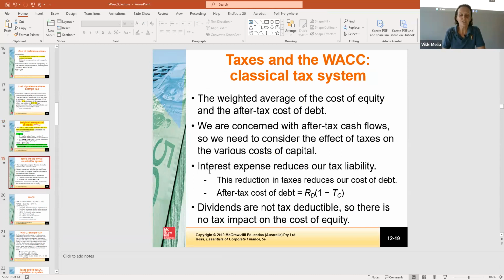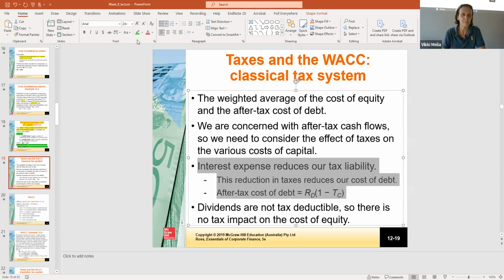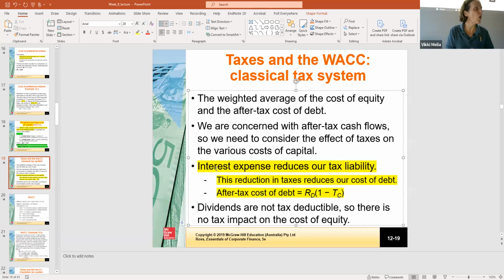The other thing that we need to note is this point here that says, if a company pays interest on debt, it reduces the amount of tax they have to pay. There's actually a tax saving from the interest on the debt. And because of that tax saving, we use the after-tax cost of debt in the calculation of WACC. Because any interest that we pay on the debt will reduce our tax bill. We get a tax saving out of it.